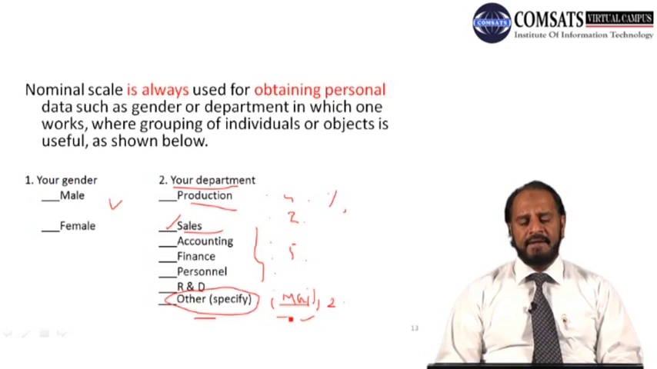Basically, this is generally used for getting personal information, and the objective is to find out the frequencies and percentages of the people who belong to certain categories which have been defined in the questions you have formulated or the scale you have defined.